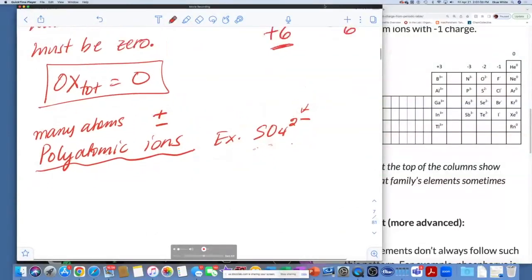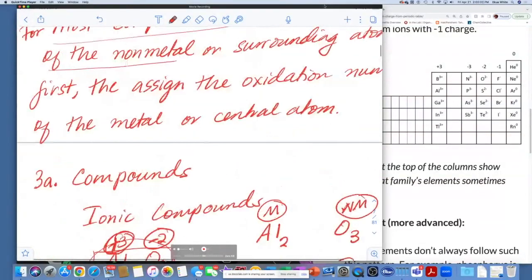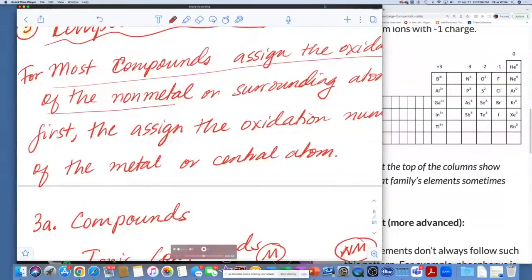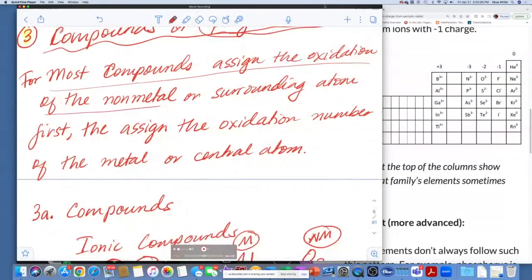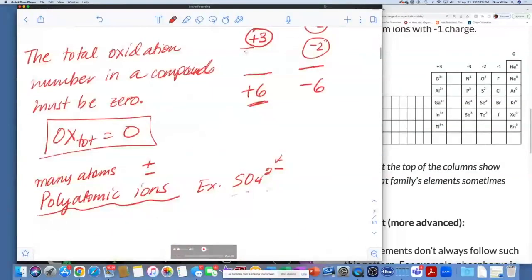So the rules, according to what we're looking at, is the same. When you have the polyatomic, assign the nonmetal first, or the one that's surrounding. Okay, usually the one on the right. And then the one on the left has to adapt. So most of the time, this rule applies. Rule number 3, you're starting from right to left. Rule number 4 is different. Okay. So let's go from here.